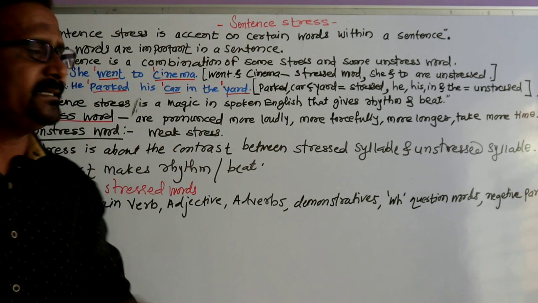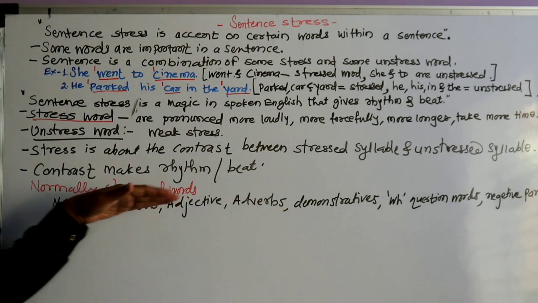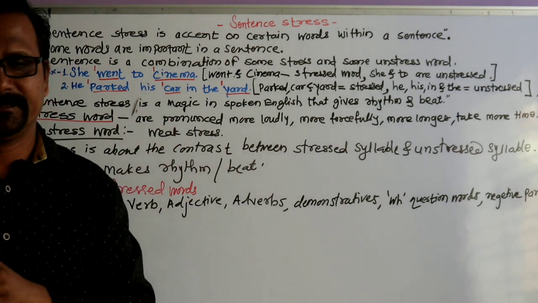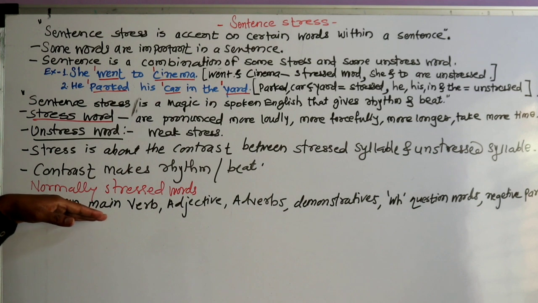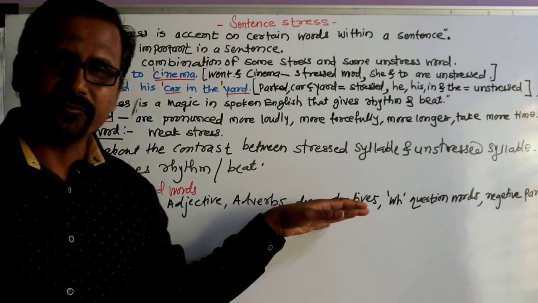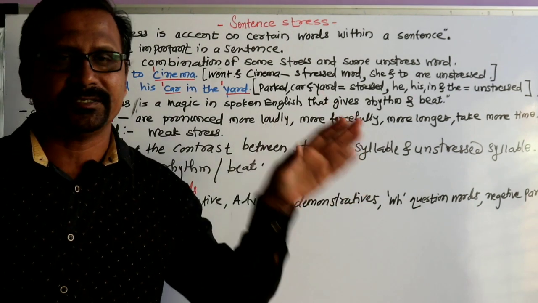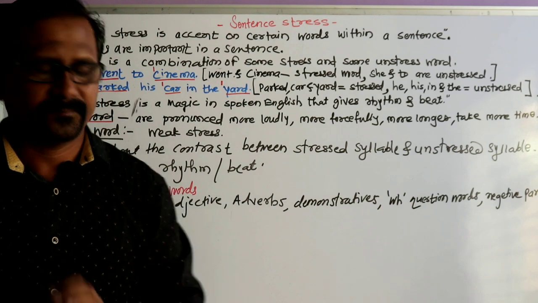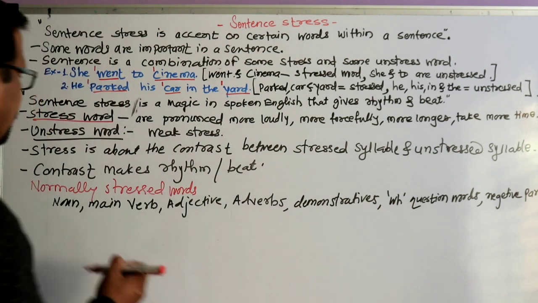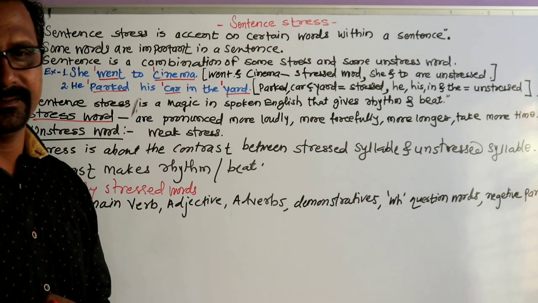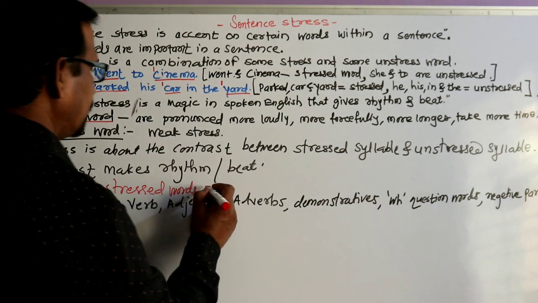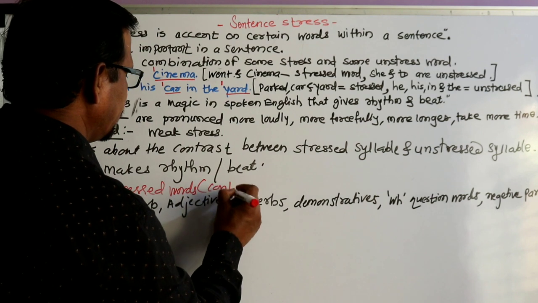Negative particles. These are normally traced words in a sentence. So when we read a sentence, remember well that these are the function words, which are always traced in a sentence. So which are normally untraced words? Normally traced words are also called content words.